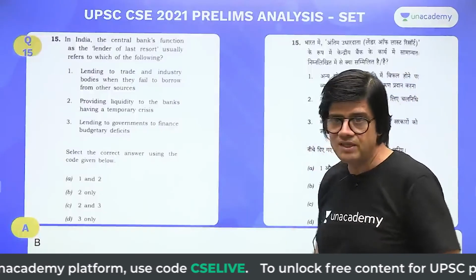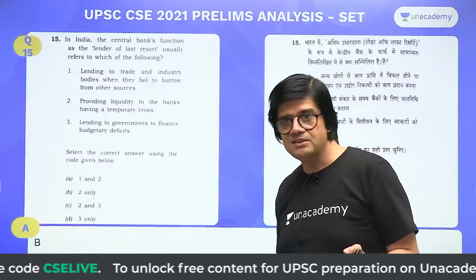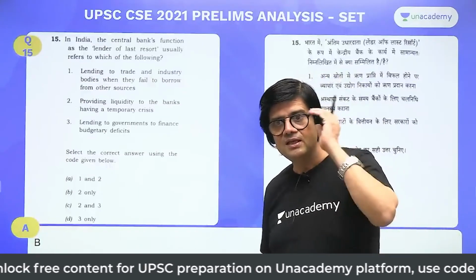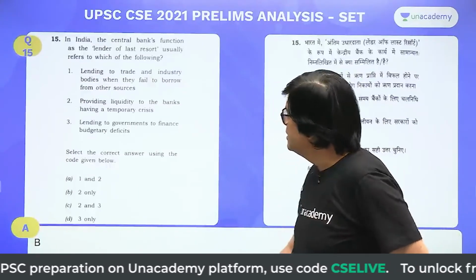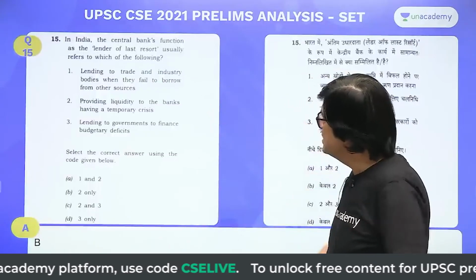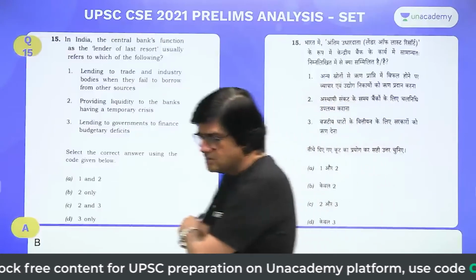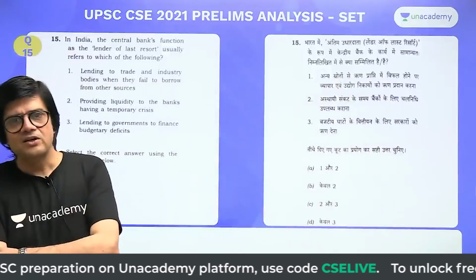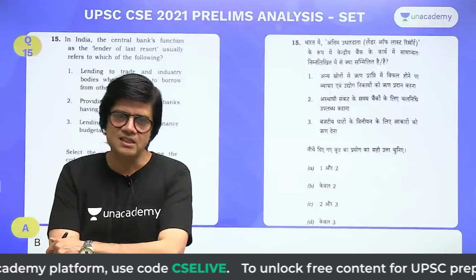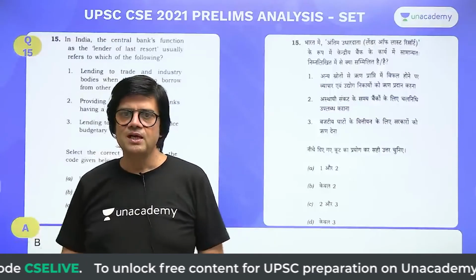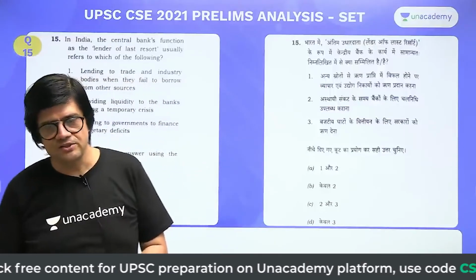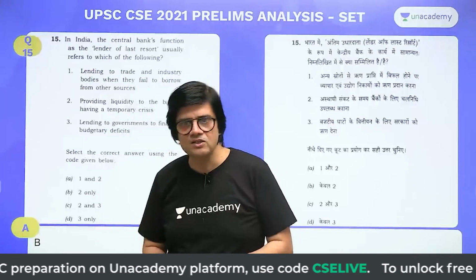Before, of course, in the evening, I'm going to give you the complete analysis of these questions, all the 15 questions from Indian economy. But now, in India, the central bank's function as a lender of last resort is usually referring to what? The lender of last resort basically means that if a commercial bank has nothing else to resort to, and it is in a crisis situation and in great need of liquidity.